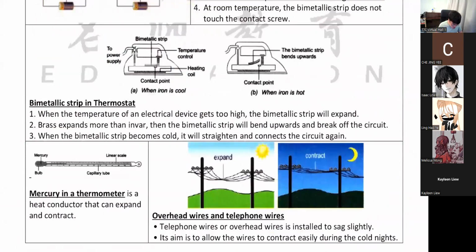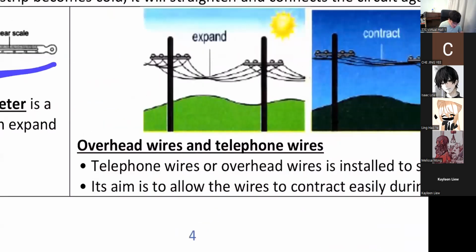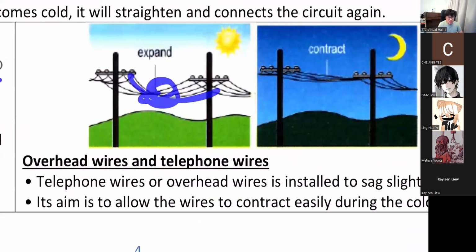So this is your iron. We have the same thing in a thermometer, which uses expansion and contraction. Oh guys, talking about wires, do you know wires are purposefully left hanging loose so that they don't break when they contract?